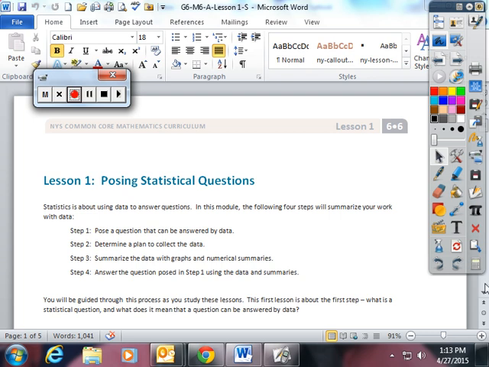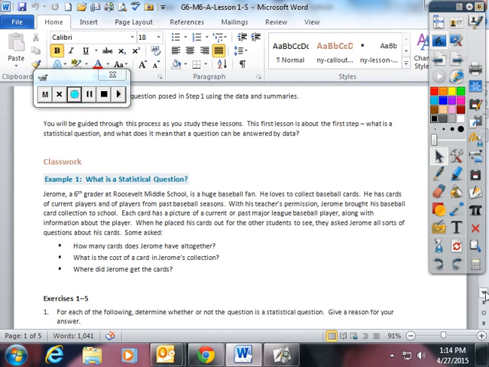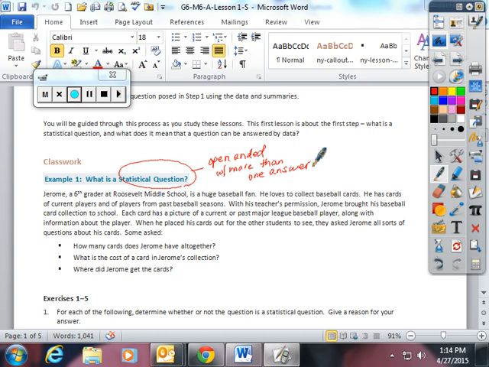So the first lesson, the students really took a look at what a statistical question was. A statistical question is an open-ended question with more than one answer. Okay, and the students and I read through several things and we discussed whether it was statistical or not. So let me do the first one for you.